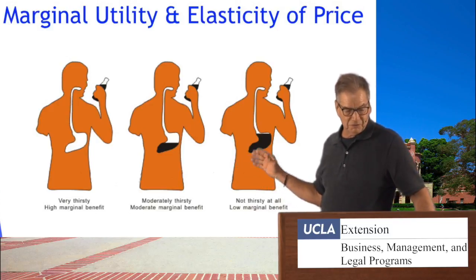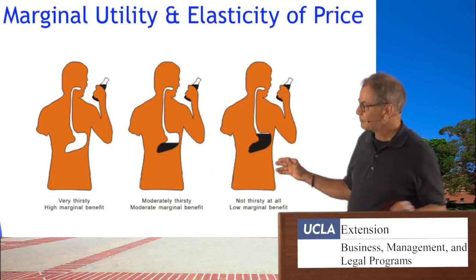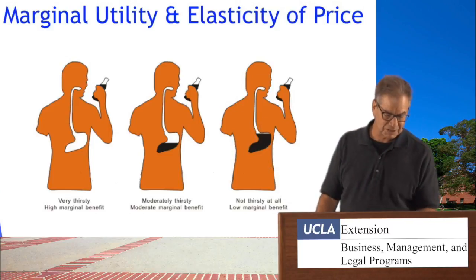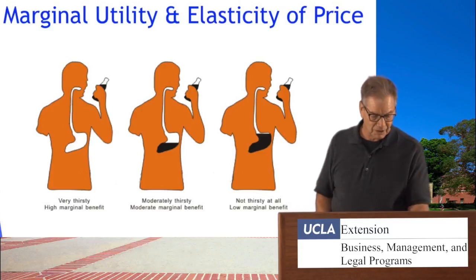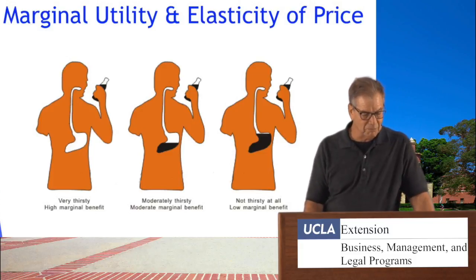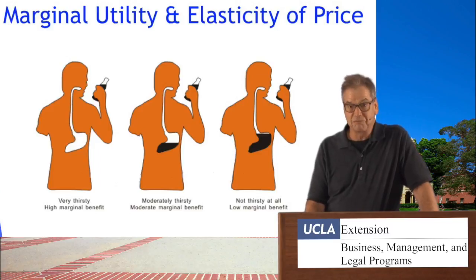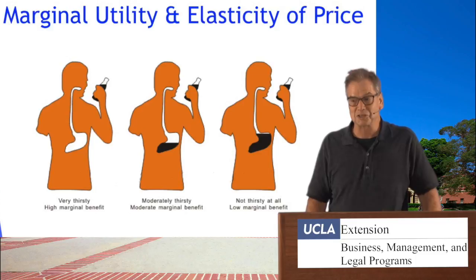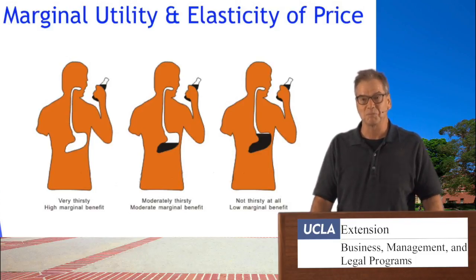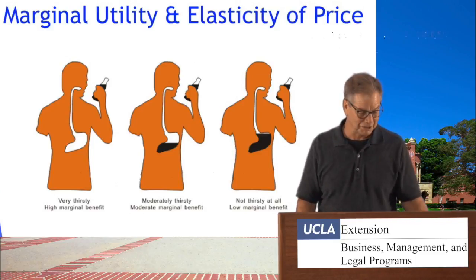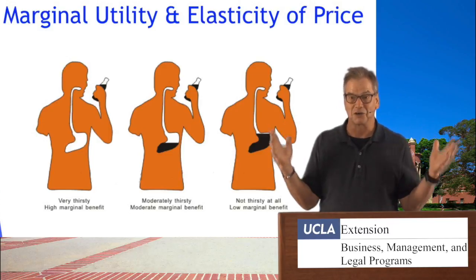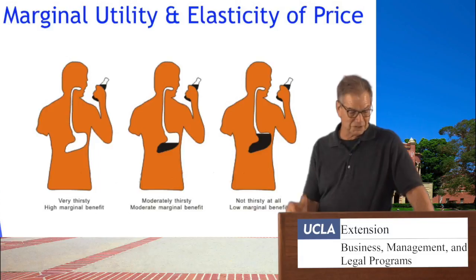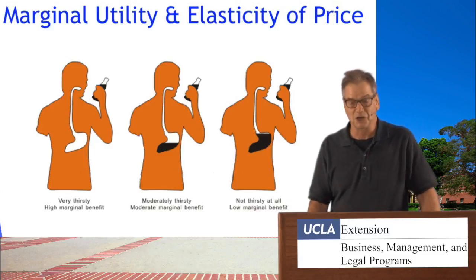The first character on the left has an empty stomach, and it says below, a high marginal benefit: very thirsty, starving to death. If you're in the middle of the desert with no water, what are you willing to pay for a gallon of water if I show up in the desert? The answer is anything. You're going to die of thirst. So this example in terms of a drink is, how thirsty are you?